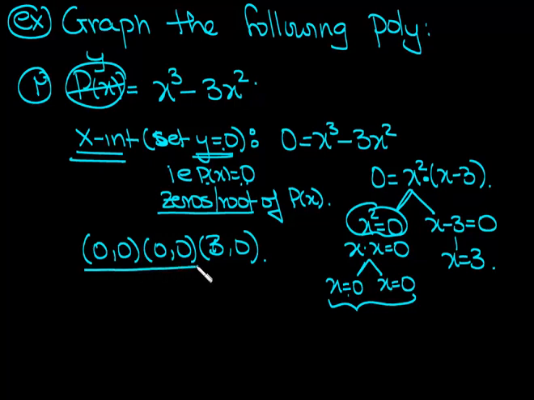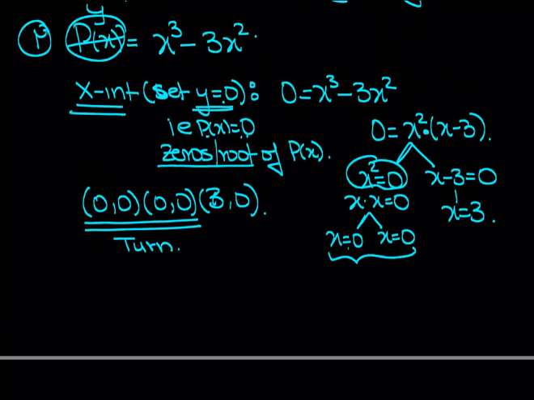Since the zero repeats twice, even multiplicity, the graph is going to turn there. We know that from earlier discussion today. Okay, so I'll just put that there. That's about it for the x-intercepts. We are done.